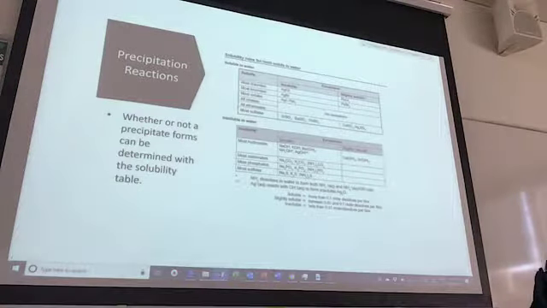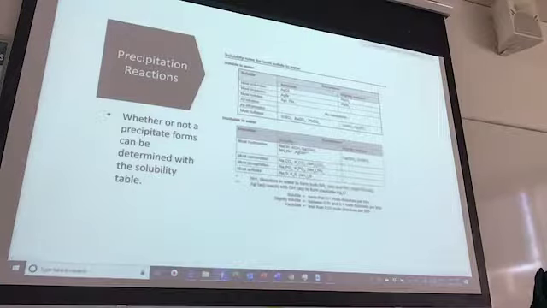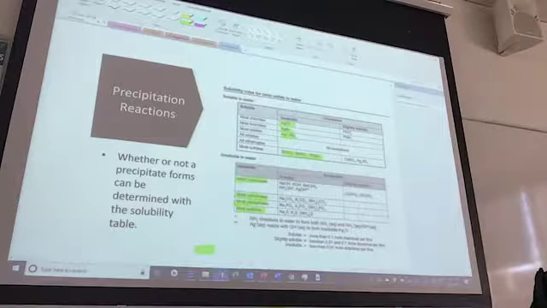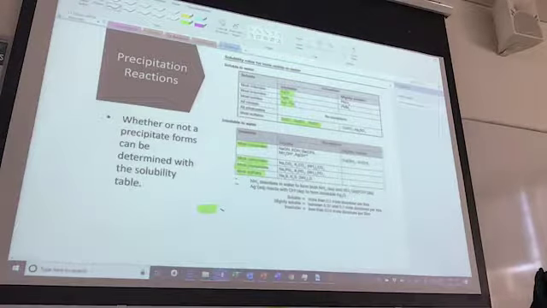Well, we did this yesterday by looking on our solubility rules tables. So what are solids? Anything that's insoluble is going to be a solid, and all of these ones here are all the ones that are going to be precipitates. So these ones are going to form precipitates.